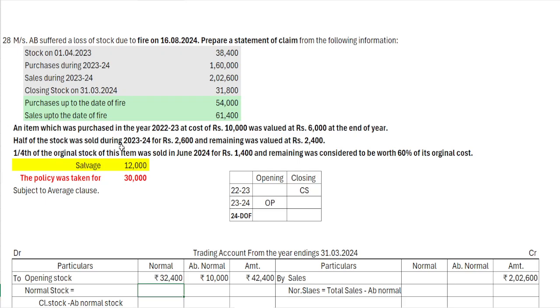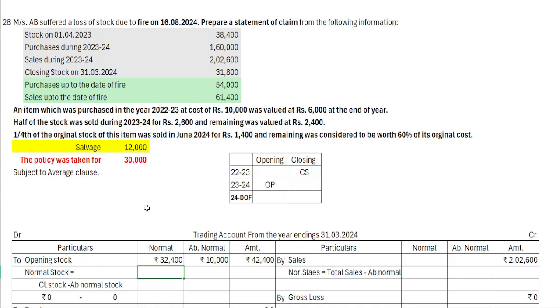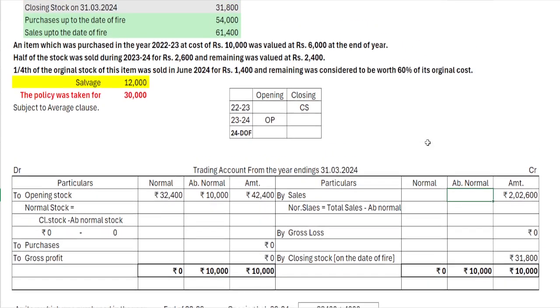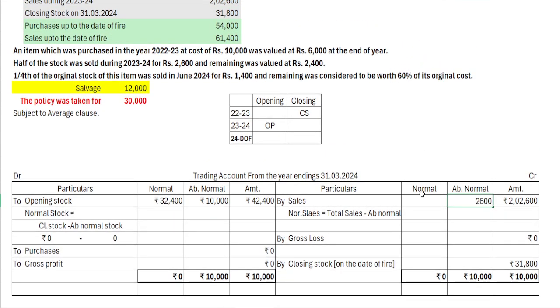Next, half of the stock was sold during 2023-24, in the financial year 23/24, for rupees 2,600. Half of the stock, which means 5,000, is sold for 2,600. Then the abnormal loss incurred is 2,400. How? 10,000 into 50% is 5,000. 5,000 minus 2,600 is 2,400. Here the abnormal sale is 2,600, and the abnormal loss is 2,400.